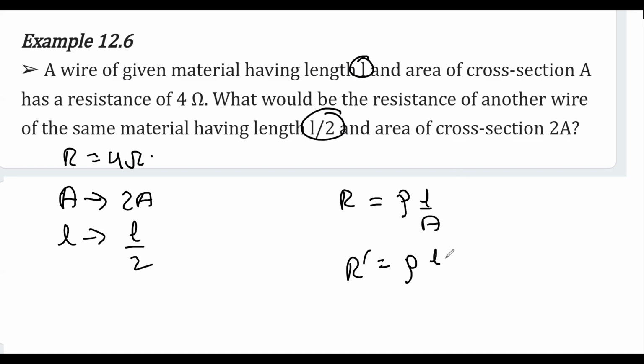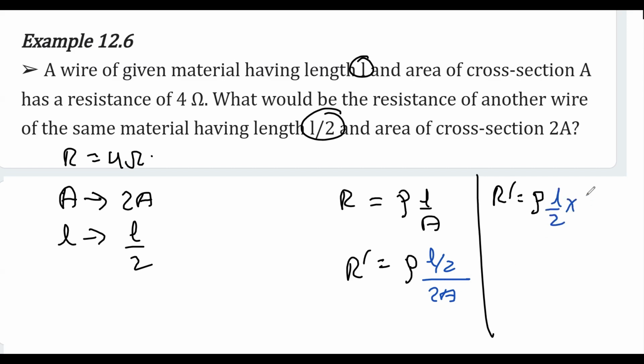The new length is what? L over 2. The new length is L over 2 and the area is doubled. So for the new area, I'll replace A with 2 times A. Now, let's solve this. Rho, as I said, is not going to change. This is what? L over 2 divided by a number is the same as multiplying with the reciprocal.